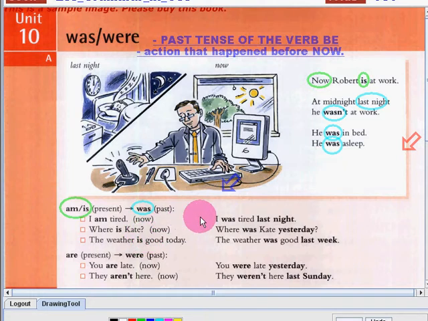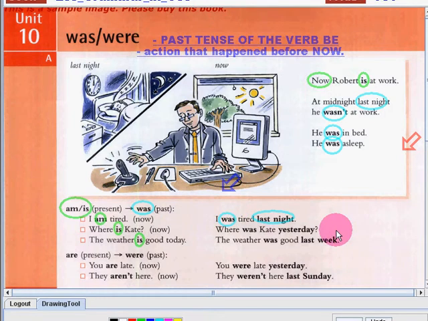Now, let's go on to the past tense of these sentences, okay? Now the first one, let's read it. I was tired last night. As you can see, we use the verb was because again we have a time expression here. The action happened last night. So because of that time expression, our verb is was. So we know that the action is already in the past tense.